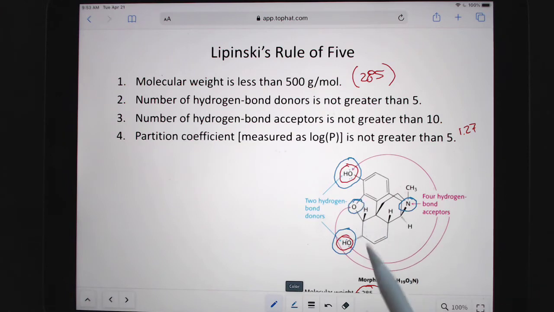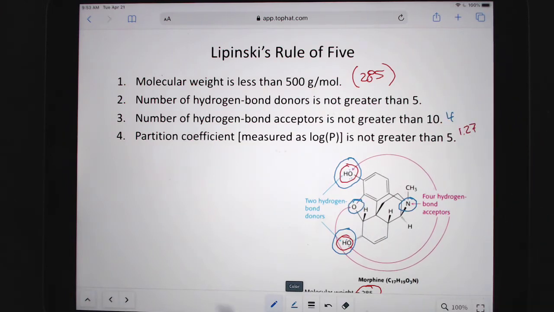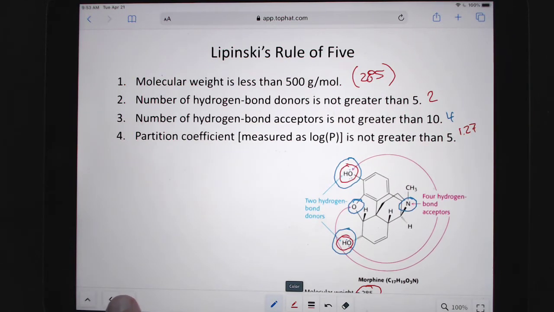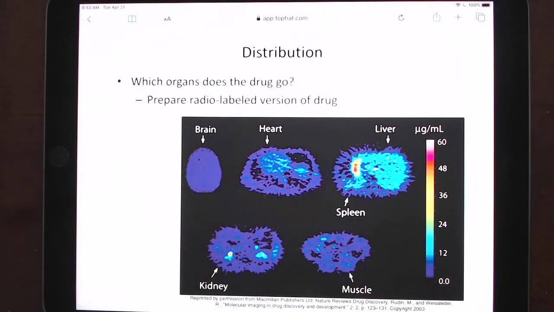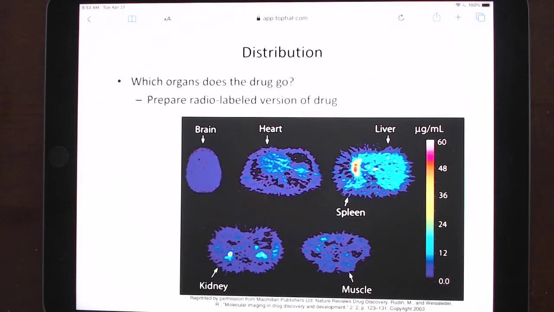And then you also have one here. So there's 4. So for here, there's 4 of these, and then there's 2 of these. And so, well, this follows Lipinski's rule of 5 quite well. Right. Okay, so distribution. Where does it go?